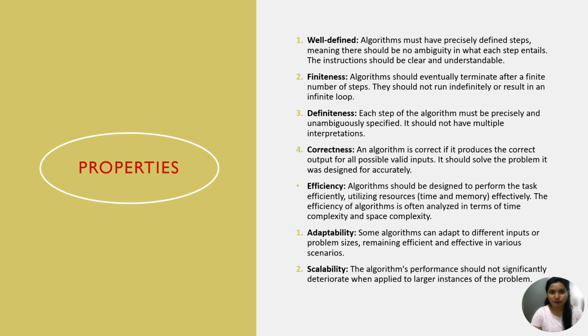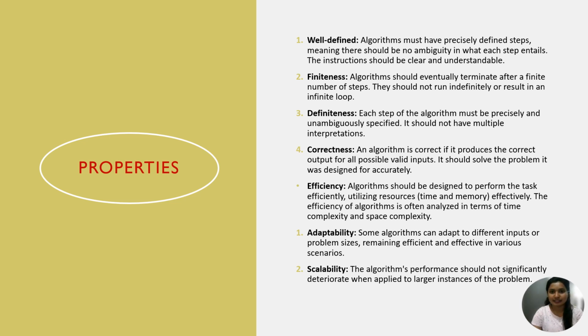Next, properties of algorithms. Well-defined: algorithms must have precisely defined steps, meaning there should be no ambiguity in what each step entails. The instructions should be clear and understandable. The second one is finiteness. An algorithm should eventually terminate after a finite number of steps. It should not run indefinitely or result in an infinite loop.